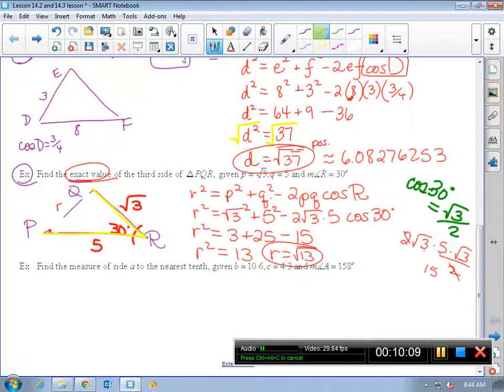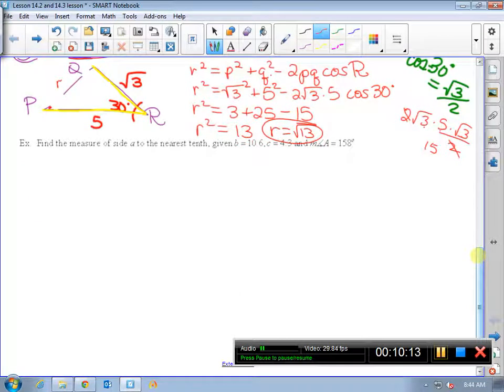Okay. Hopefully you're doing all right. Let's keep rolling here. Pause it at any time. Write down any questions you have. Let's do our third law of cosines example. Find the measure of side A to the nearest tenth, given side B is 10.6, side C is 4.3, and the measure of angle A is 158 degrees.